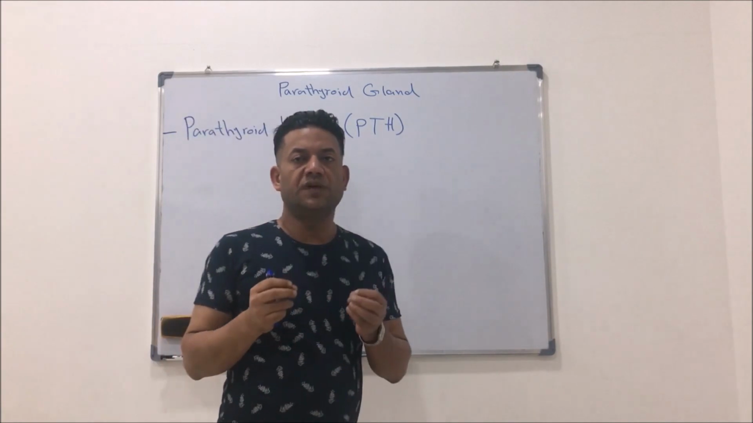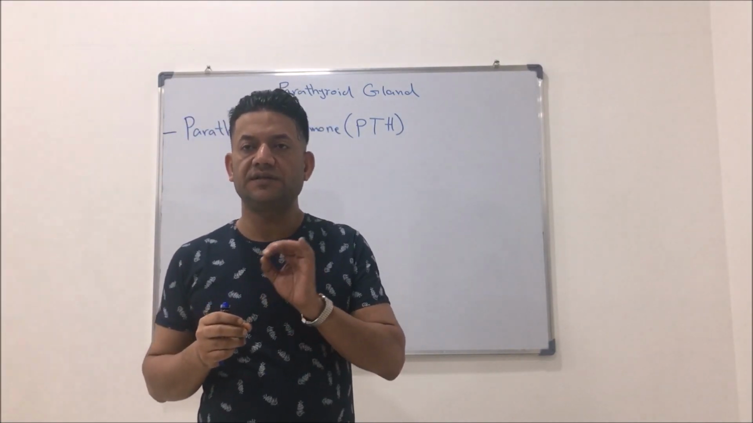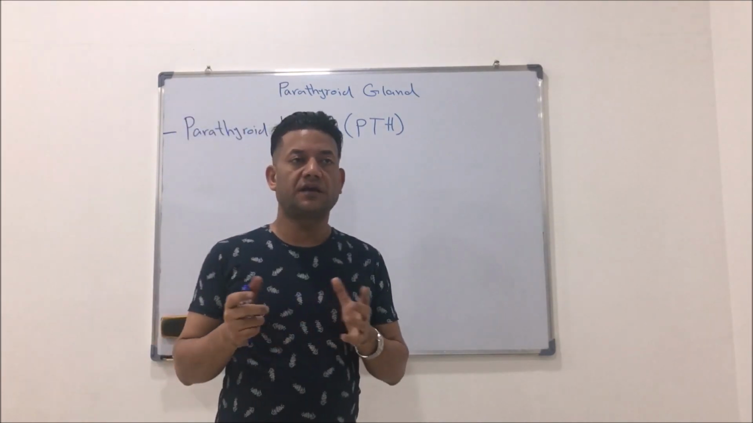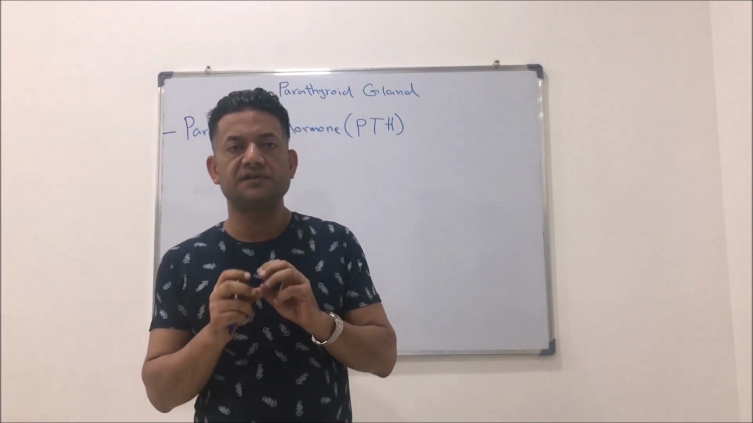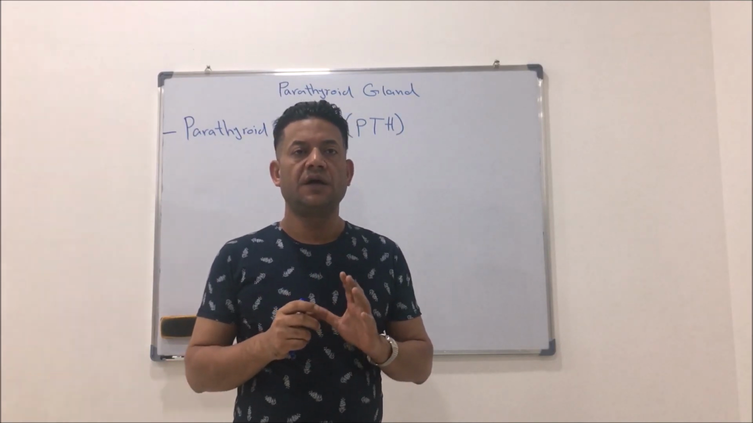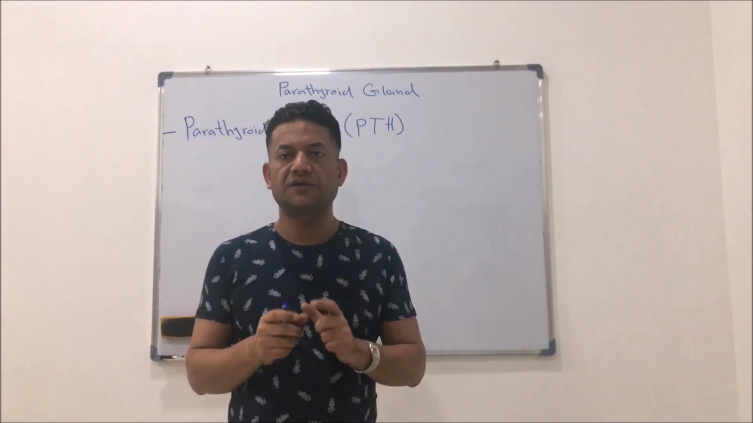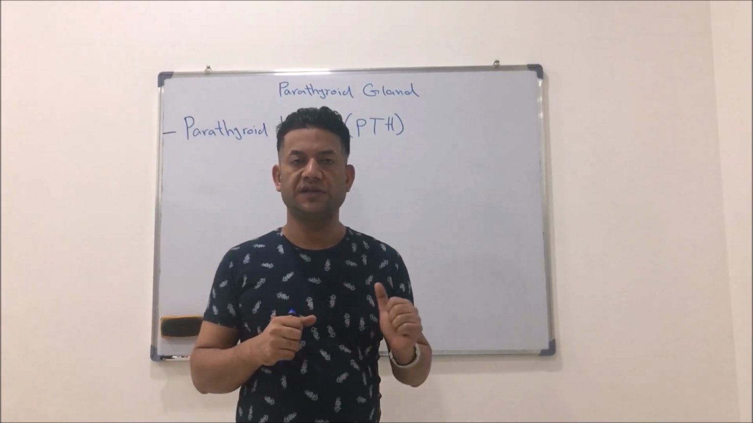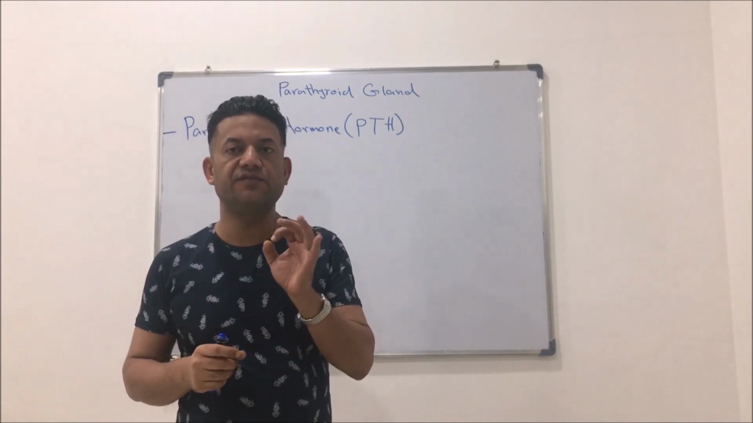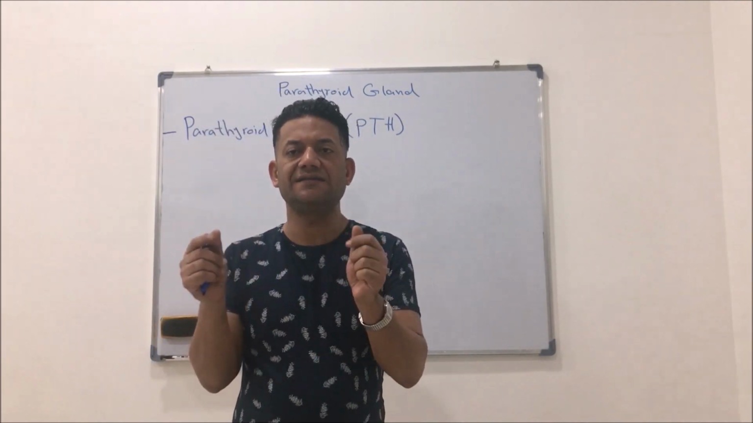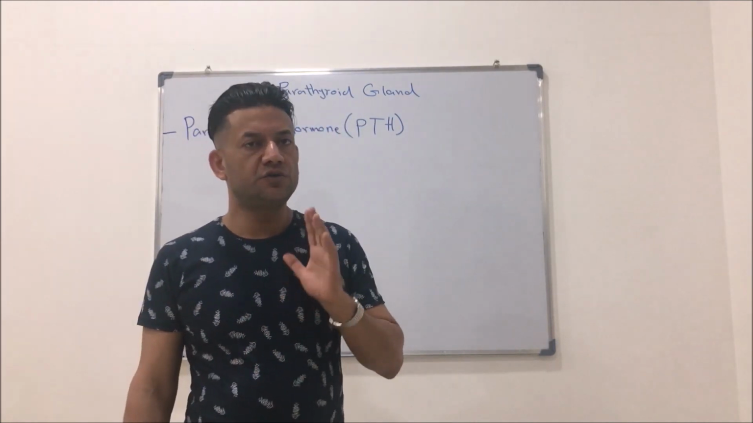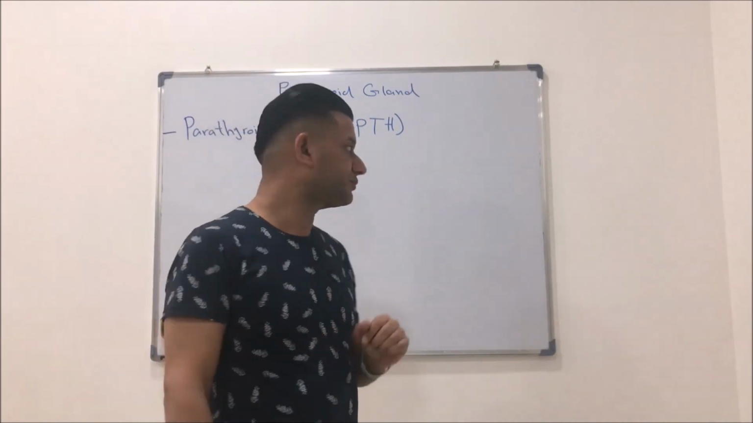Now, what is the stimulus? What is the important stimulus that causes the parathyroid gland to secrete parathyroid hormone? In fact, the concentration of calcium in plasma is the major factor that controls or stimulates the parathyroid gland. So when calcium concentration decreases, even a slight decrement in calcium ion will stimulate the parathyroid gland to secrete parathyroid hormone.